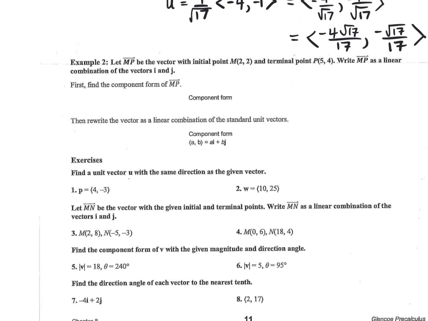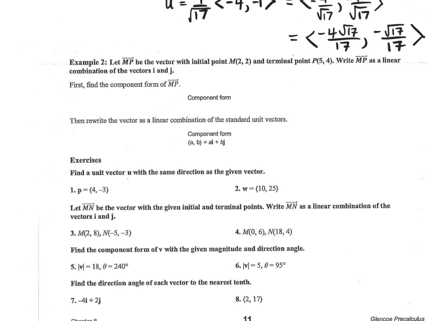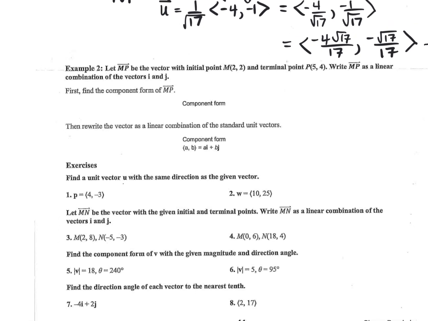It says find the components of MP. We've got an initial point (2, 2) and a terminal point (5, 4). So the first thing we have to do is find its component form, don't we? Do you agree? So how do we find the component form of MP? We've got to figure out how far it goes. How far do we go from 2 to 5?